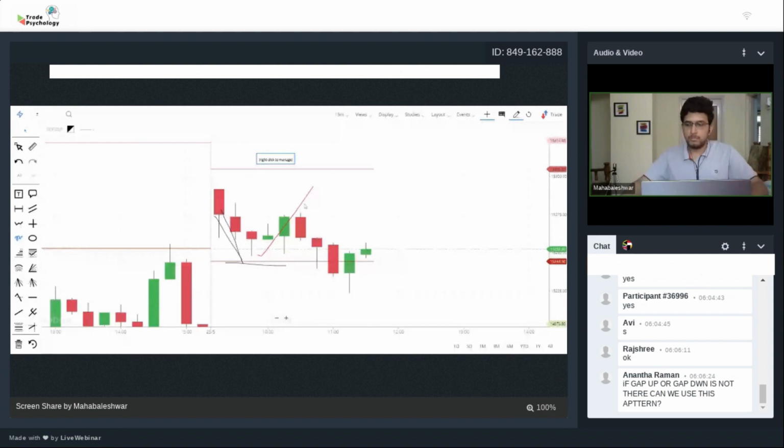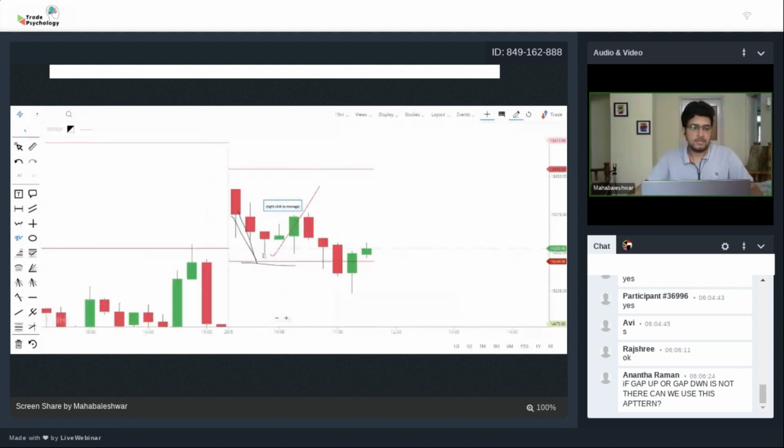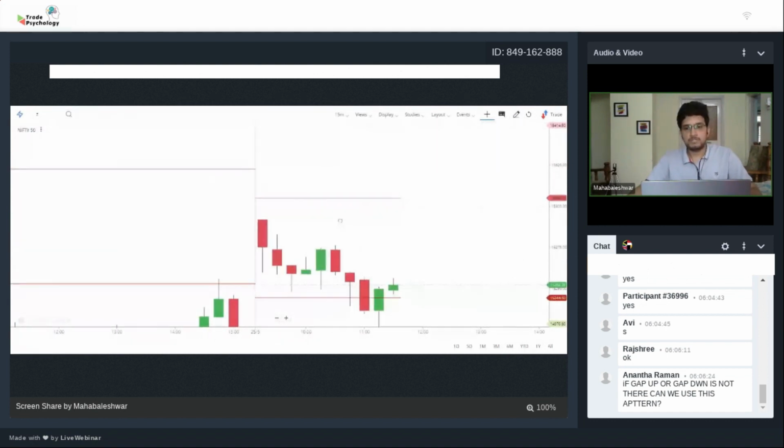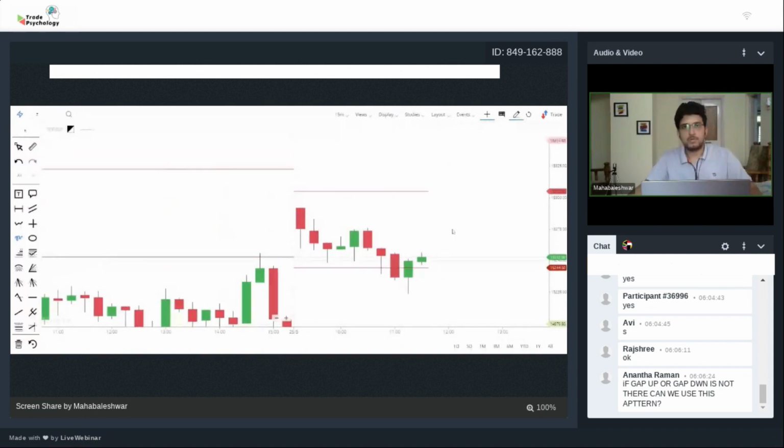But one of the most important things you need to understand here: a lot of people who have been trading may have a lot of confusion. What is the stop loss? Why should you buy here? What is the target? What should be your risk? What should be your lot size?